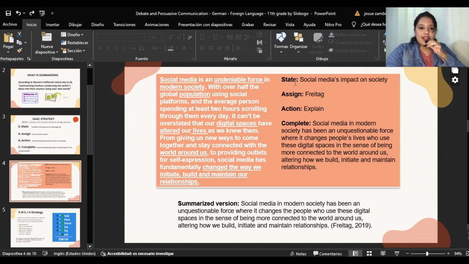In stay is the social media impact on society, because that is the title of the journal that I took to make this example. Assign is Freytag, who is the author who made this article, and the action is explained, because Freytag is explaining how social media is impacting society. In complete is the summarized version, where we highlight the most important points and describe the summarized version. We mix all of this. It should be a shorter version. Also, we should give the corresponding credits to the author, and this part is Freytag 2019.